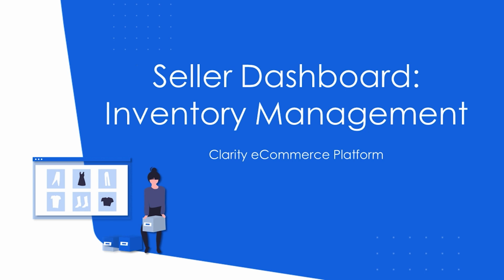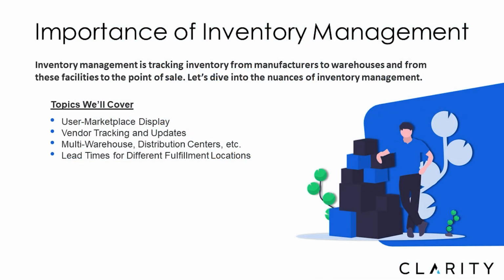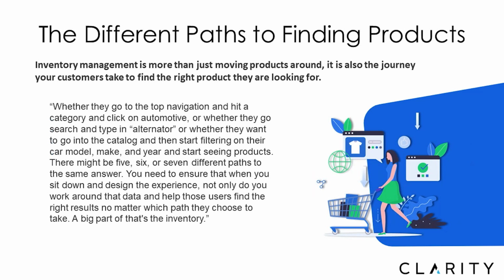A significant amount of optimizing, and we've been talking about user experience and the ease of a user to be able to come to your marketplace and find things, right? And there's usually a couple different ways to lead. Multiple paths should lead to the same results, right? Whether they go to the top navigation and hit a category and click on automotive, or whether they go search and type in alternator, or whether they want to go into the catalog and then start filtering on their car model, make, and year and start seeing products. There might be 5, 6, 7 different paths to the same answer.